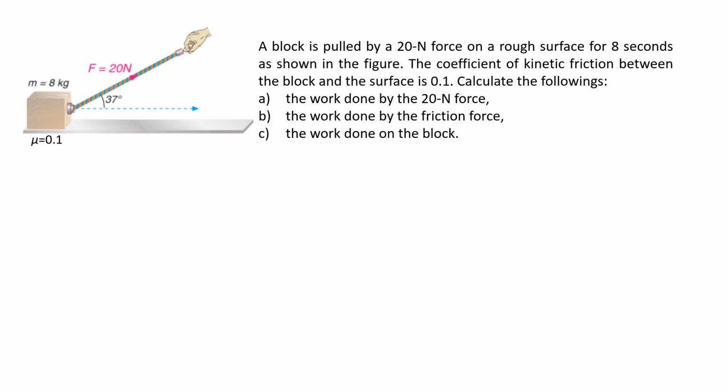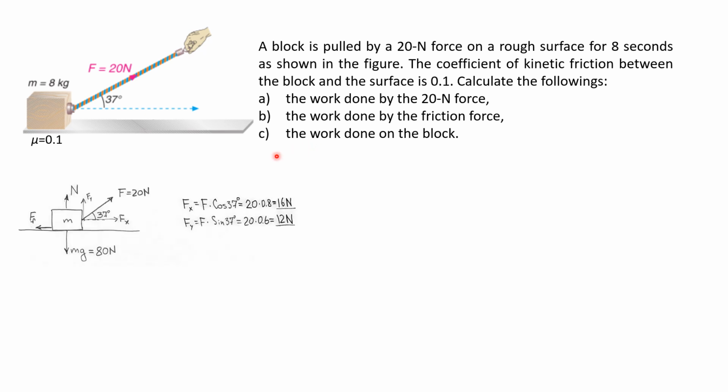Okay, let's start by redrawing this diagram and identifying the forces. So here is our block. You have a weight that's acting downwards in the negative y direction, if you will. You have a normal force exerted by the surface, which is upward in the positive y direction. You have a friction force that's in the negative x direction, or backwards, and you have a force F that's acting at an angle of 37 degrees on the block. So it will have two components, x component and y component.